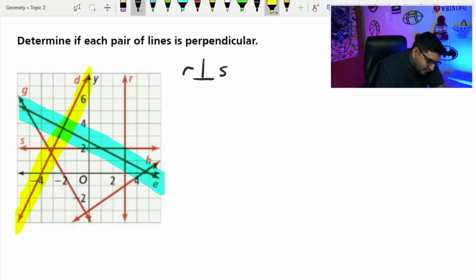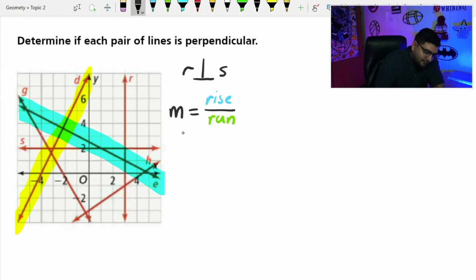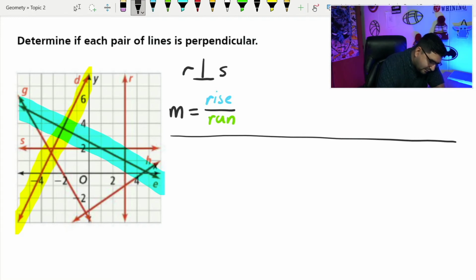So in order to find their slopes when we have the graph, I always recommend using the formula of rise over run. And we did this as well when we were trying to prove that lines are parallel. So what we do is we find the slope of each line separately. So first let's try to find the slope of line D. It's rise over run.